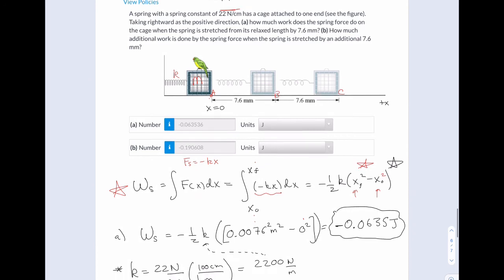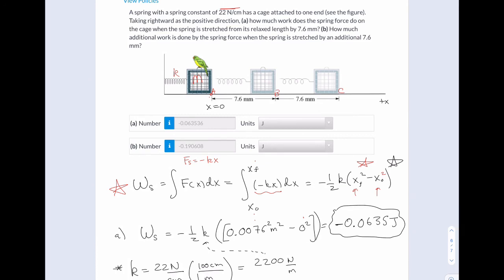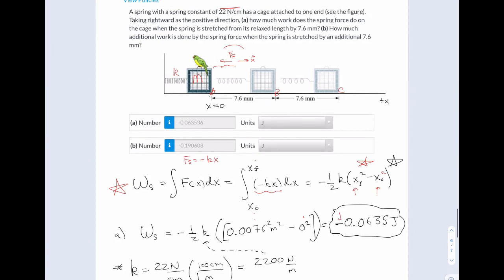That's done. And it makes sense the work done by the spring is negative because the spring force points backwards while this thing is moving in that direction. By definition, work has a dot product. The angle between those two vectors is 180, and cosine 180 is negative, as we expect. Oh, whoops. For the spring constant, they gave it to us in newtons per centimeter, so I had to convert that to newtons per meter, and that's what I put there.